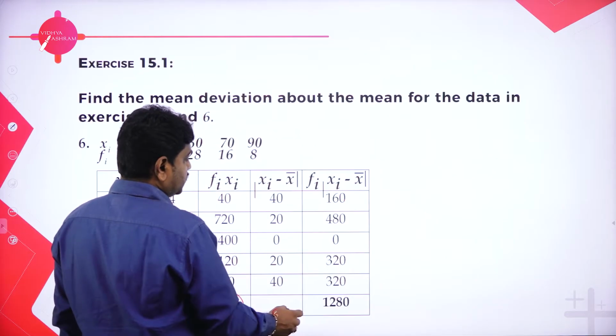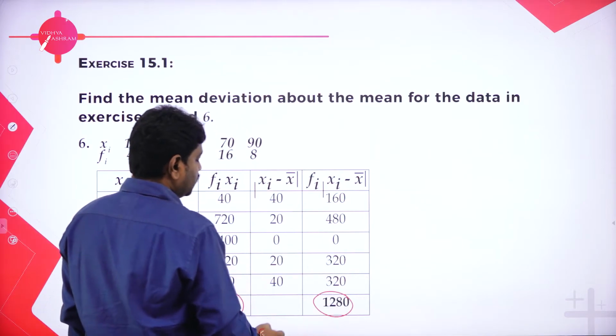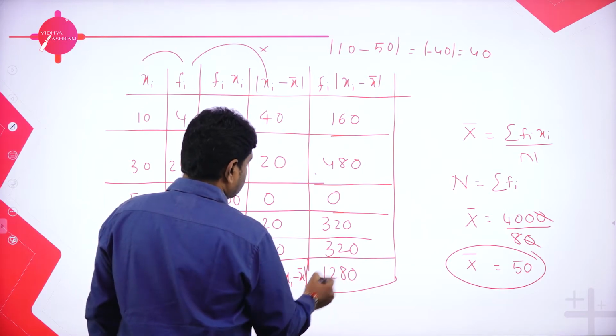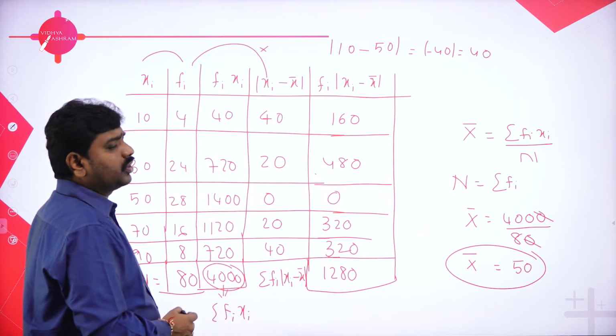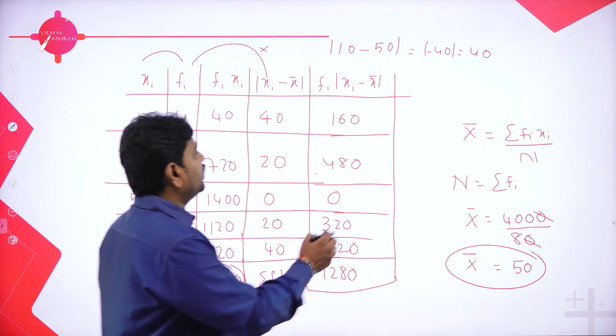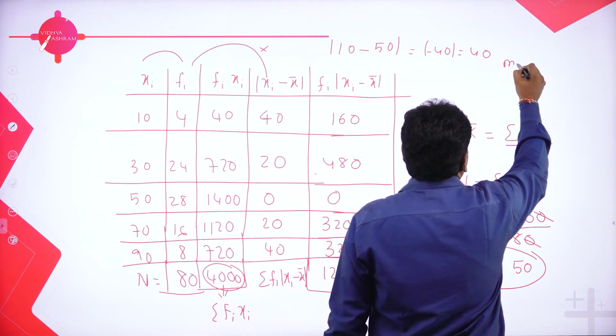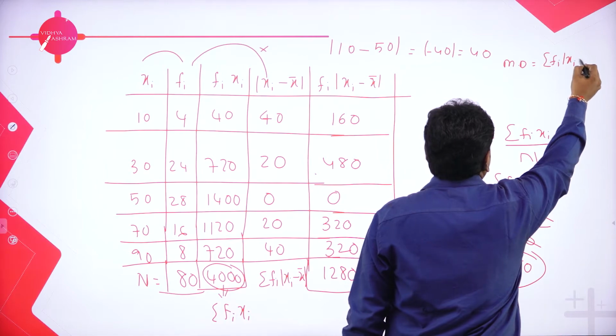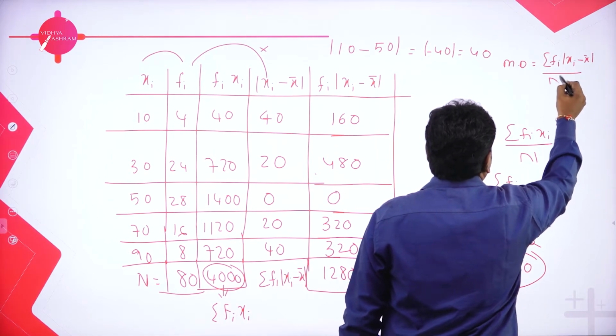Now, we will add all these things like this, you will get 1280. Use calculator. You got this. Now, you go to what? Mean deviation. What is mean deviation? Mean deviation formula is sigma Fi into modulus of xi minus x bar divided by n.